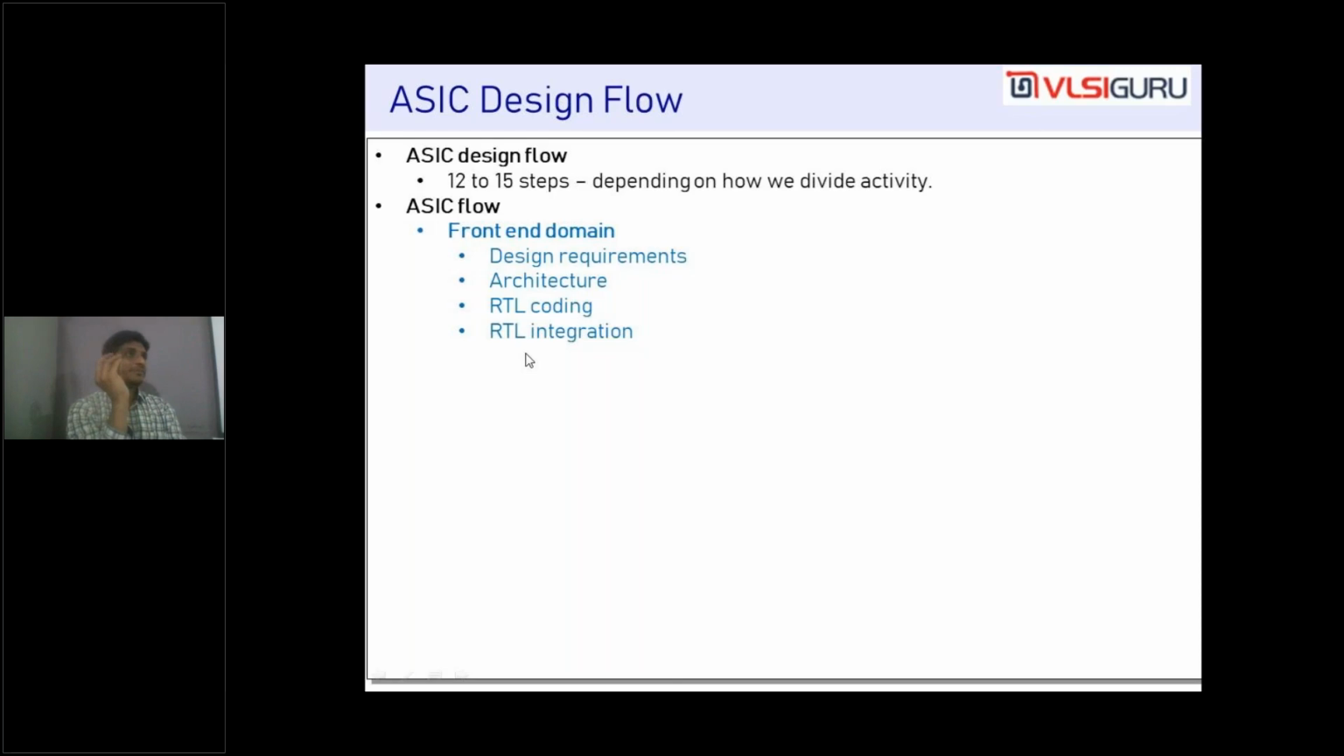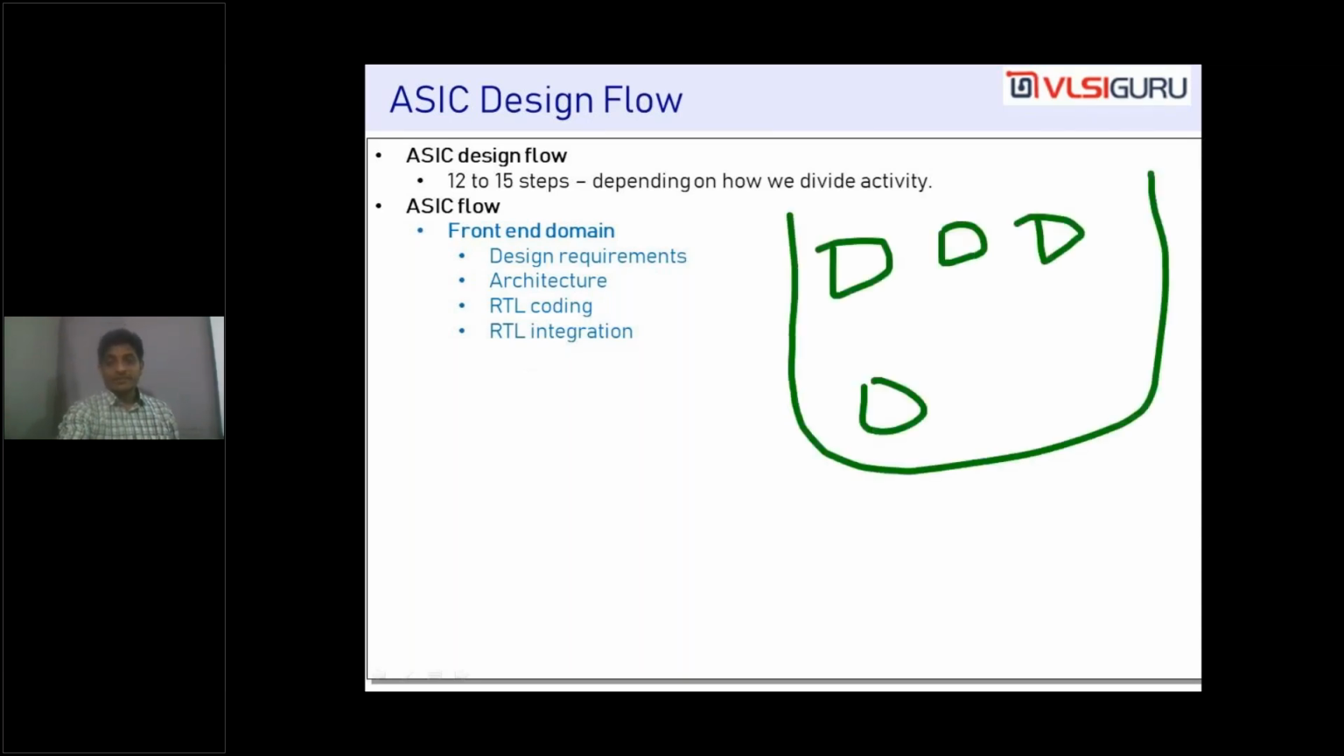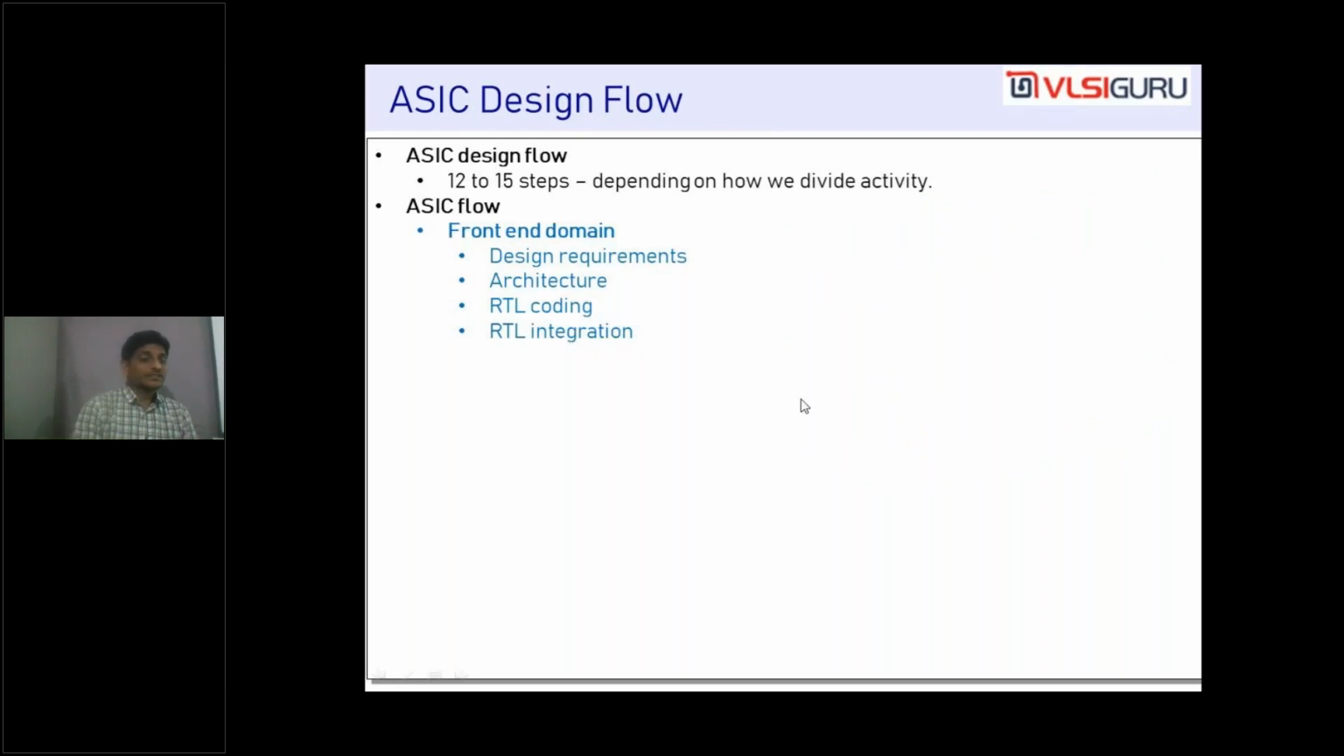So what is the first step? Requirements. What is the next step? Architecture. What is the next step? RTL coding. What is the next step? Integration. Integration is common sense. You have various things being developed, and you integrate everything to make a big chip. That's called RTL integration. After RTL integration, what is the next step? Functional verification. We check whether whatever RTL design coding we have done is working fine. That's called functional verification.